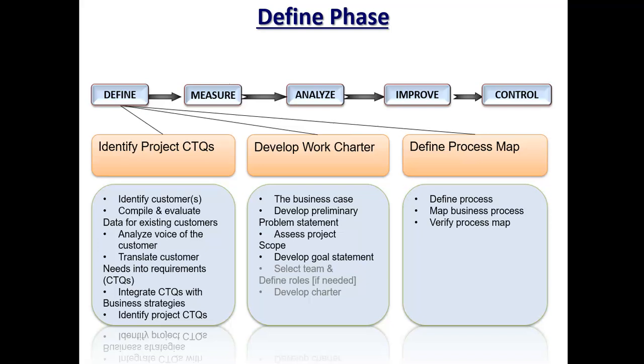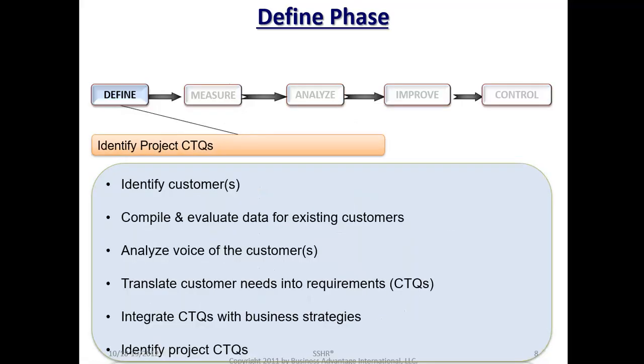The define phase covers three steps or three elements: identifying the CTQ, developing a work charter that you need to work with, and then define the process map, which is very important. And that defined process map in the future will come again in the measurement or the measure phase. Identify the customer, compile data, translate the needs, integrate CTQs into a business strategy. If there's no business case, then there is no Six Sigma project because we don't do it for fun. It has to meet a business case.